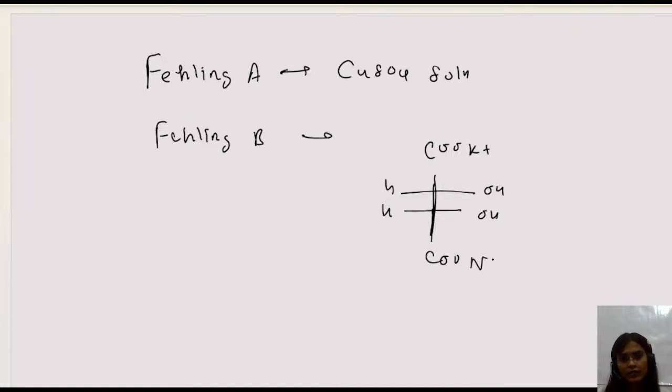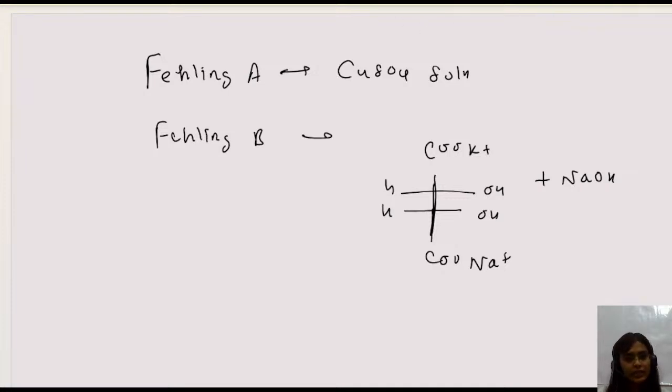This is how you can remember it if you have a problem with the structure. So Fehling solution B is sodium potassium tartrate. Tartaric acid becomes tartrate there. Then, in the presence of some base, you can use NaOH. How about the key points, like how to deal with this? This is not the important part here.